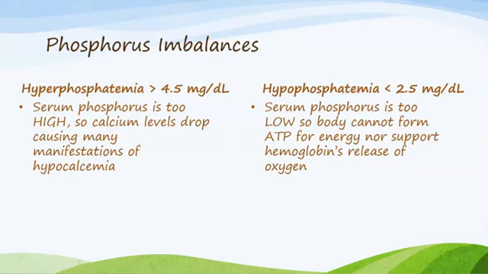So before we dig into some of the assessment findings we might see in these patients, let's do just a quick review of phosphorus itself. Remember that phosphorus is going to be responsible for ATP production, my energy stores in the body. So we need phosphorus to form ATP. We also need phosphorus to help us form a substance known as diphosphoglycerate. This diphosphoglycerate is what allows hemoglobin to release oxygen when it gets to the tissues.